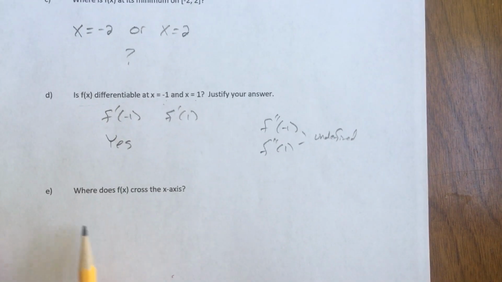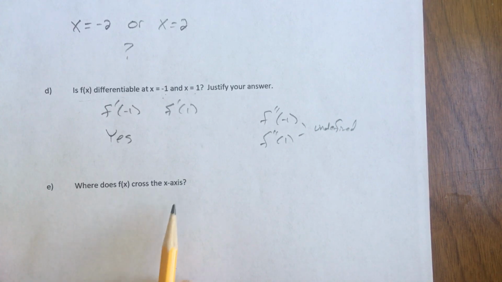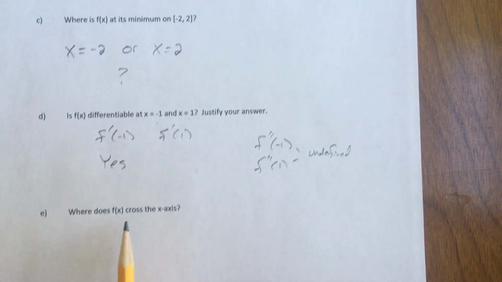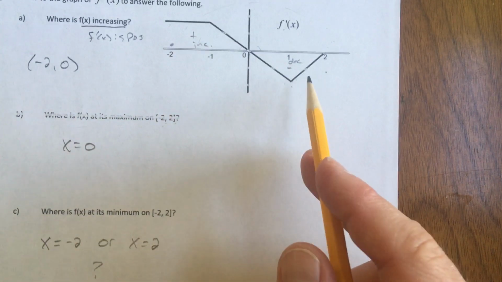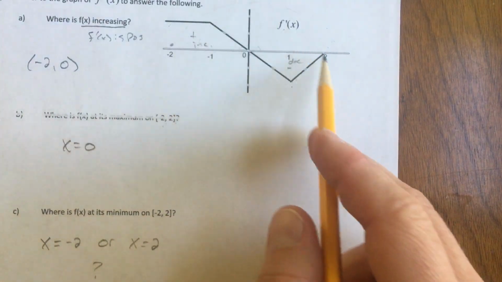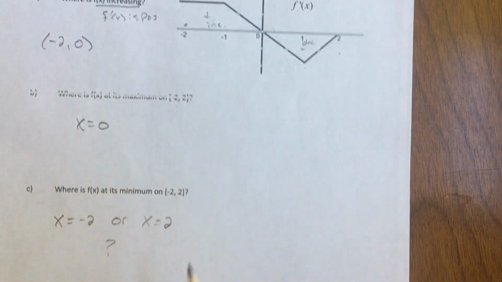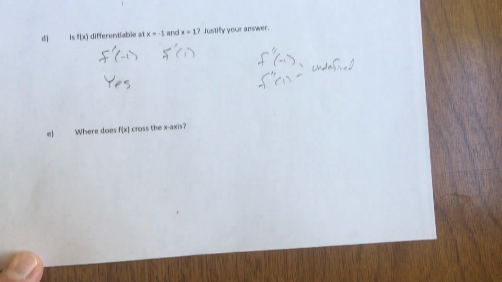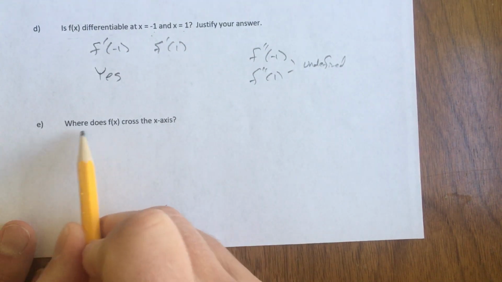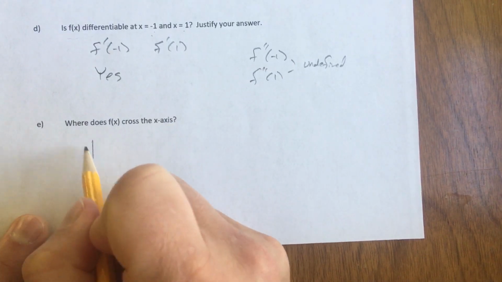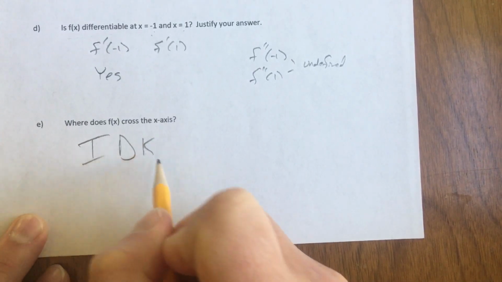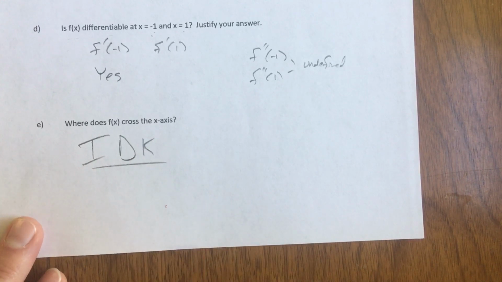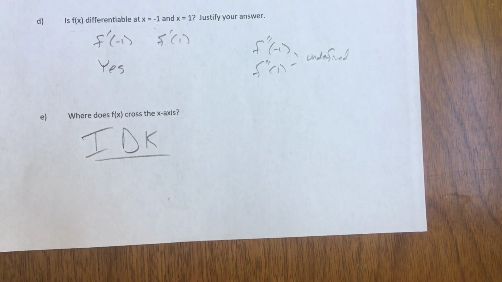All right. And then the final question says, where does f of x cross the x-axis? They want to know, if this is the derivative and this is where it increases, this is where it decreases, well, where does it hit the x-axis? We were given no anchor point. We were given no idea where this thing is at any time. So where does it cross the x-axis? I don't know. I have no idea because we weren't given any clues as to where it might be at any time.